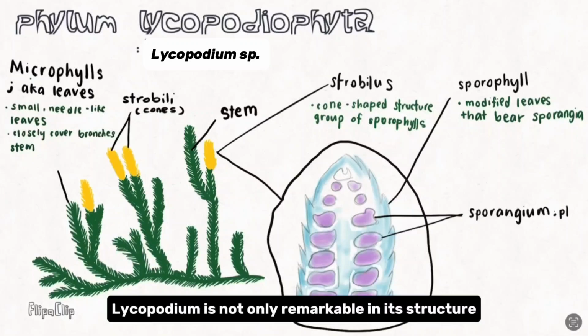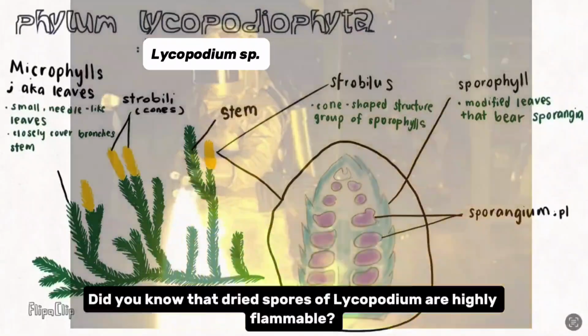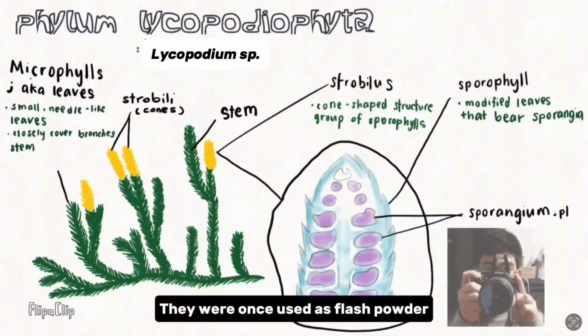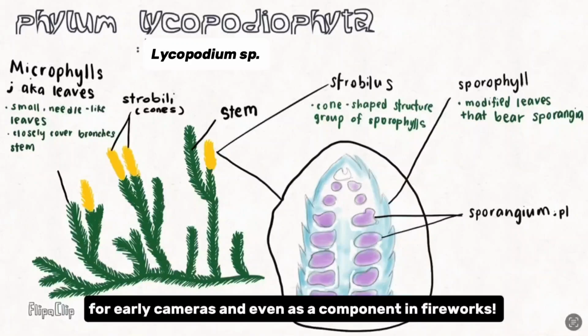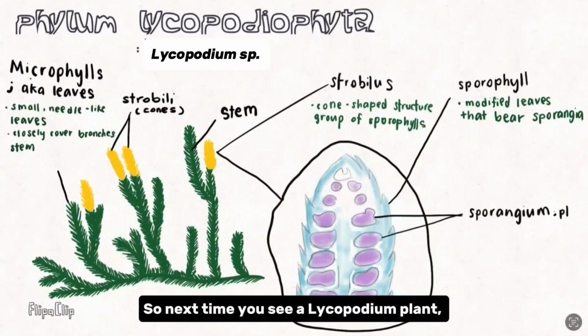Lycopodium is not only remarkable in its structure, but its spores have been used in fascinating ways. Did you know that dried spores of Lycopodium are highly flammable? They were once used as flash powder for early cameras and even as a component in fireworks. So next time you see a Lycopodium plant, remember, it's not just a piece of nature, but it has a unique history of utility as well.